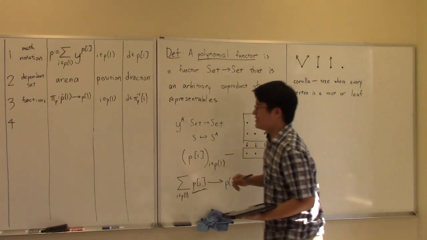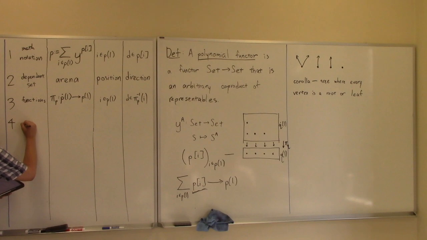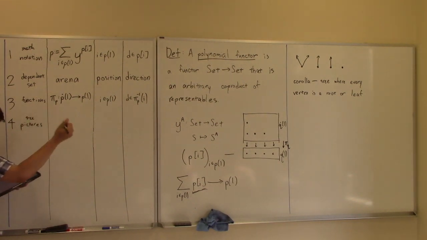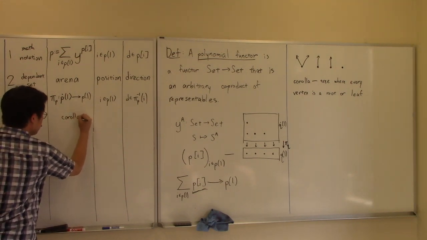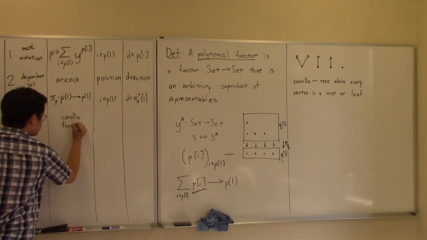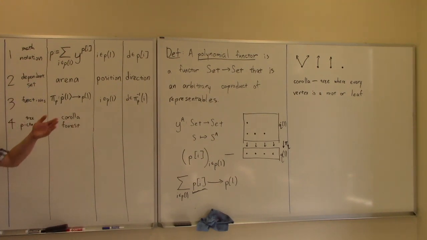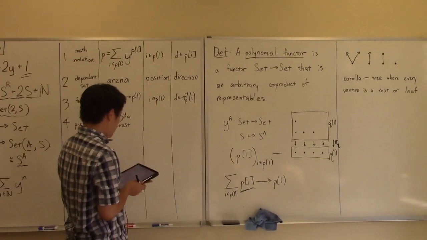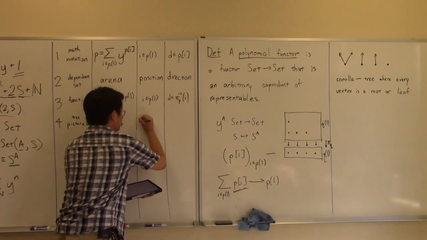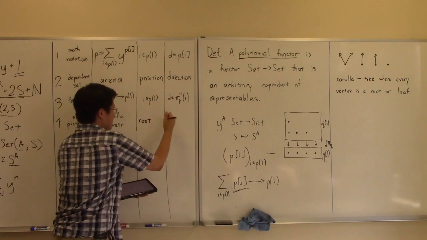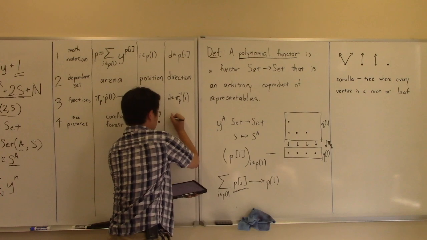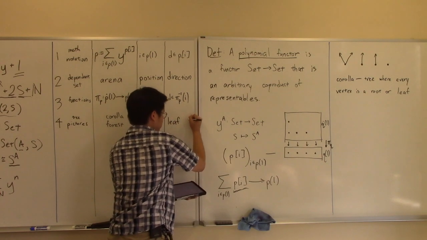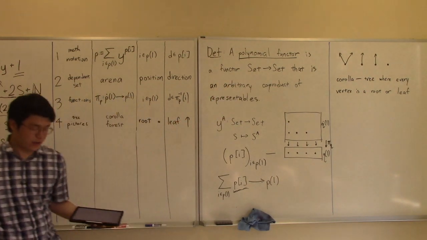And so that's our fourth way of looking at these. We can draw these pictures of trees, and specifically, each polynomial corresponds to a corolla forest. A forest is just a union of trees, so a union of these corollas. Each position corresponds to a root that we're going to draw like that, and each direction corresponds to a leaf, which we'll draw with an arrow there.